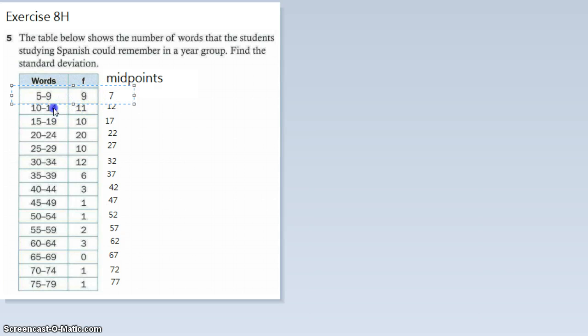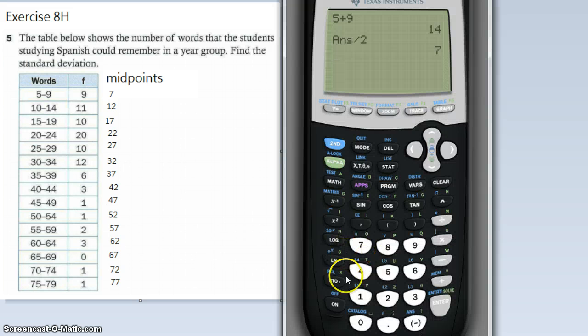Alright, for the next one, 10, 14. So 10 plus 14, I'm going to use parentheses, 10 plus 14 divided by 2, that gives me 12. That's how I get the 12. Alright, so I'll give you guys a few minutes and you should be able to get all these midpoints. And that is what I'm going to use to insert into my L1.